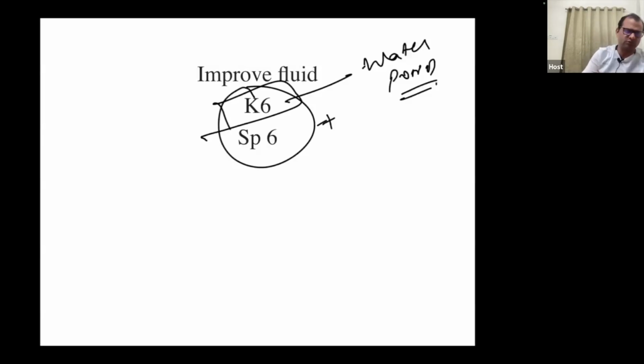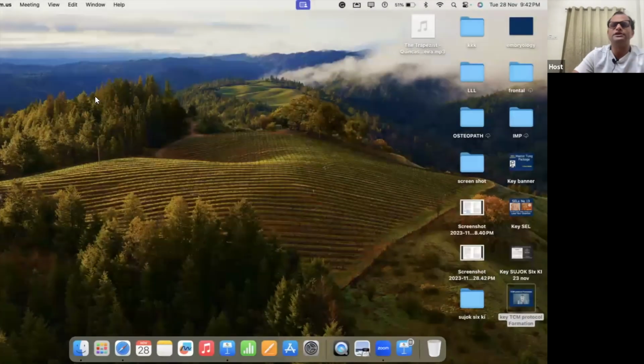So with the help of these 2 points, we will improve the fluid. हमें पानी बढ़ाना है, शरीर में ड्राइनेस आ गई है, स्किन इज ड्राई. Dry cough, dry skin, anything is dry, we want to send the blood. Always activate 2 points. Kidney 6 is the pond, water pond, पानी का तालाब है, और दूसरा spleen 6. Okay, so in this way we have to remember these 2 points.